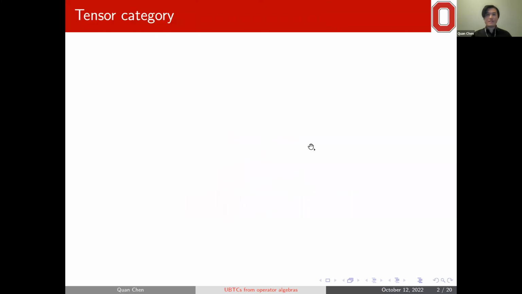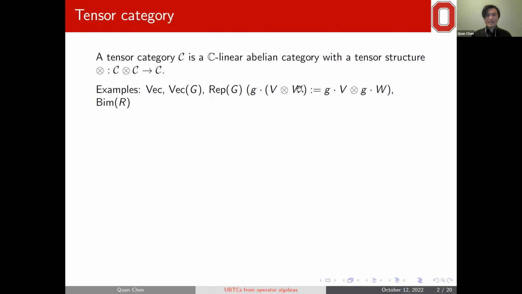All right, so first let me start with the basics about tensor categories. A tensor category C is a C-linear abelian category with a tensor structure. C-linear here means the hom spaces are C vector spaces, and the underlying category is an abelian category. And the tensor structure is associative up to isomorphism.